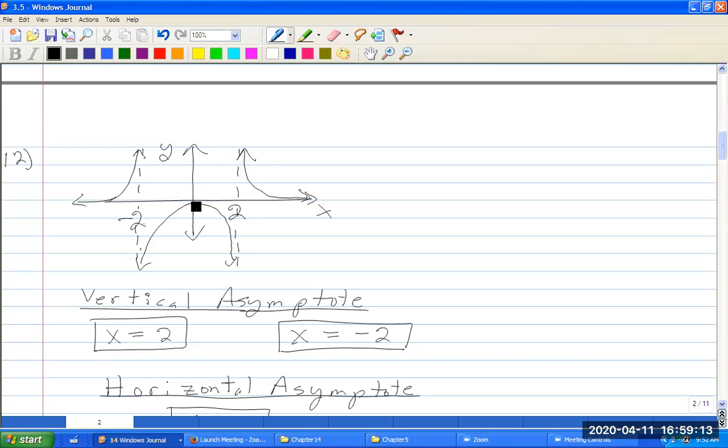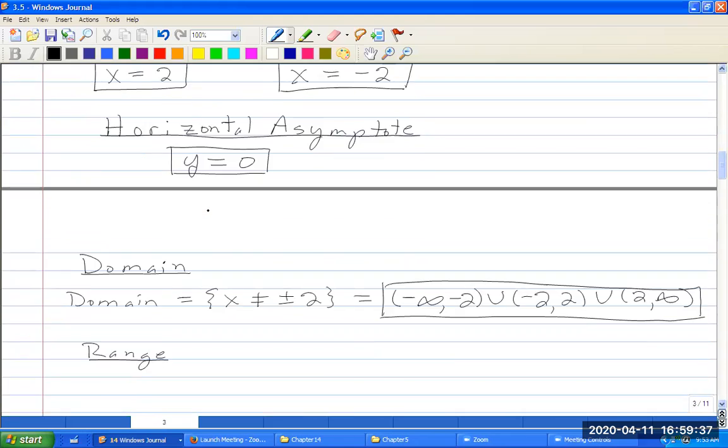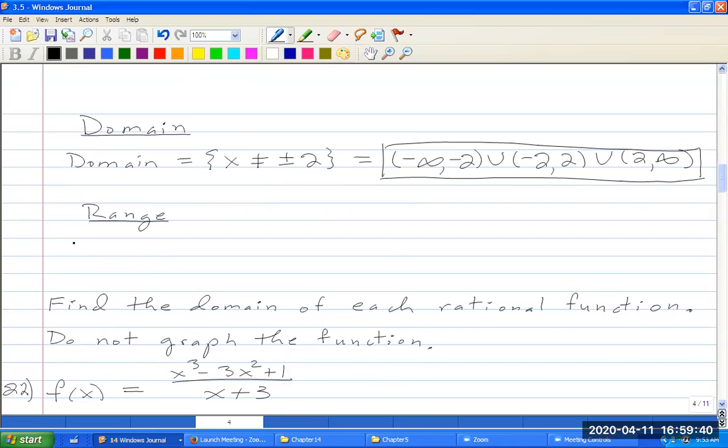Notice that this, even though it doesn't look like it, actually intersects the y-axis here at the origin. So for any value of y, there corresponded an x value that gave you that y value. So the range is actually everything. The range is all numbers. And that is your answer. Okay.